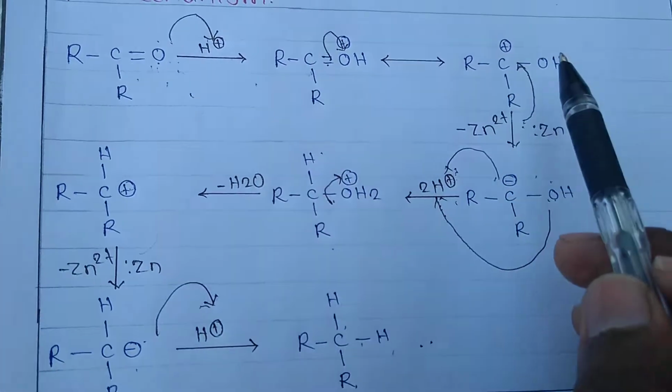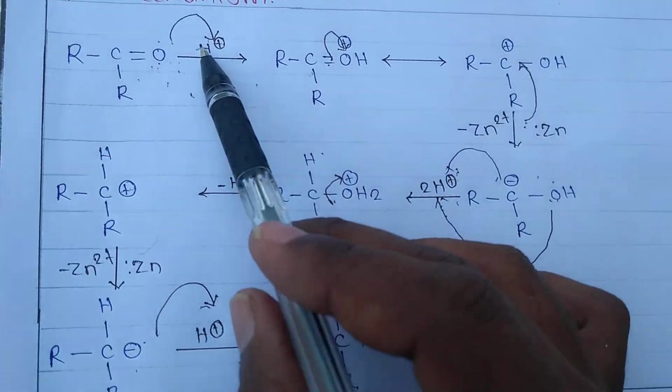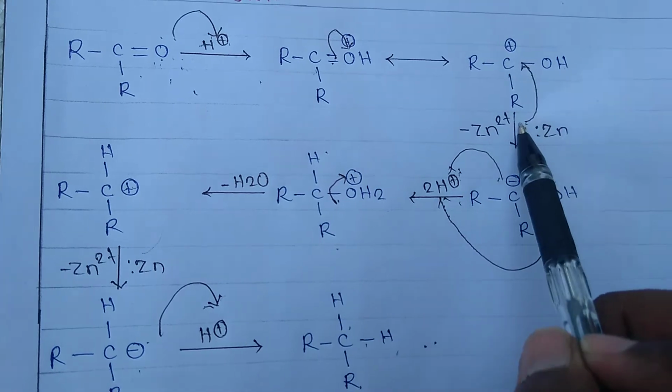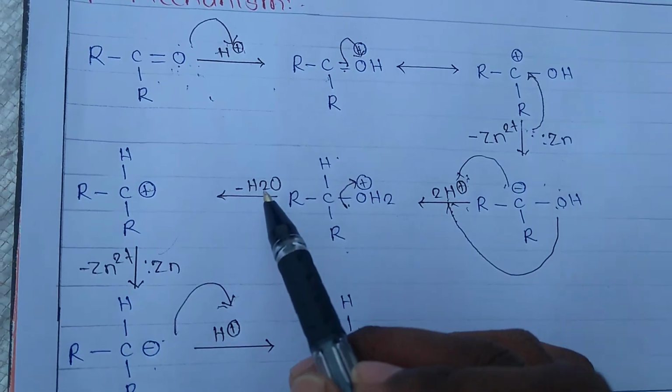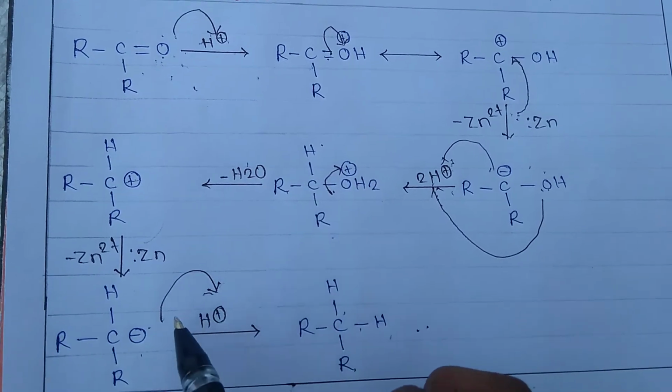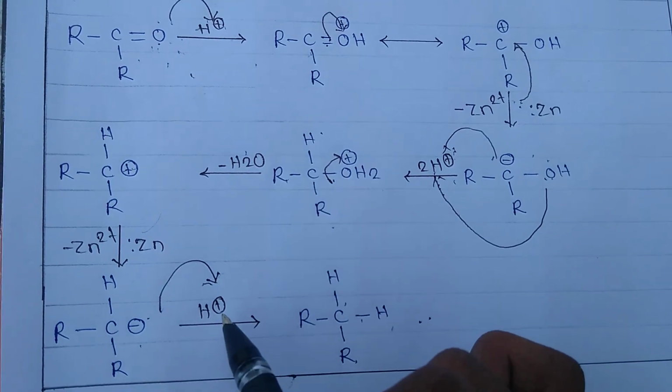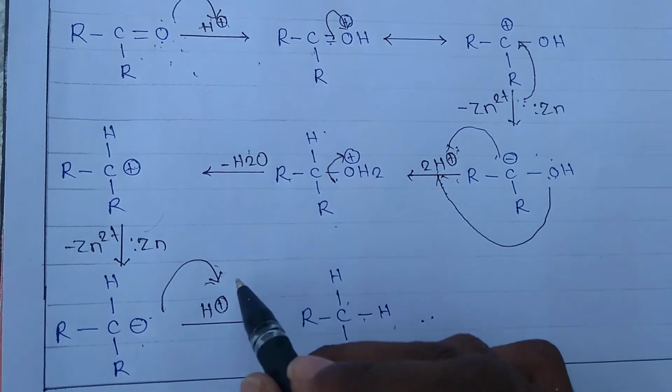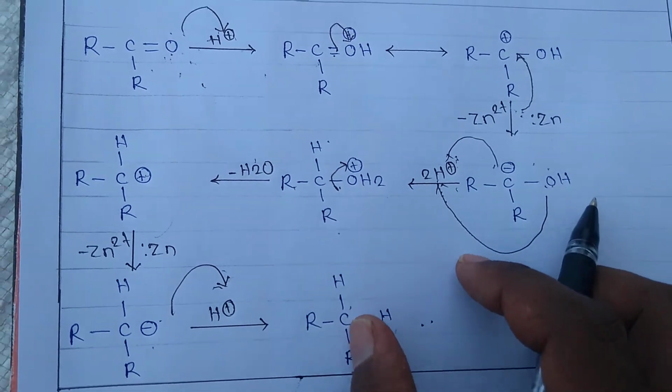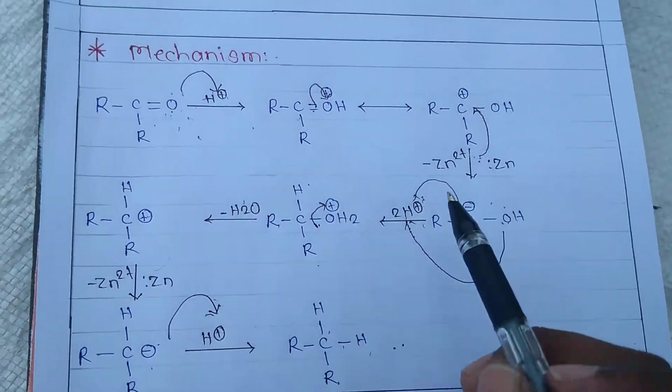Here first step, then second, third, then the removal of H2O and the attack on the H plus and then protonation, here protonation step. So this is the mechanism of Clemmensen reduction.